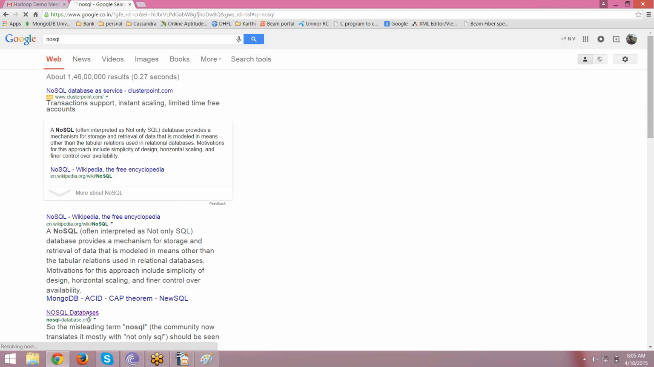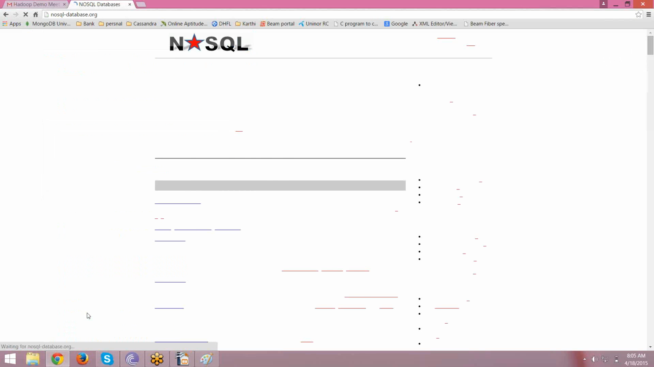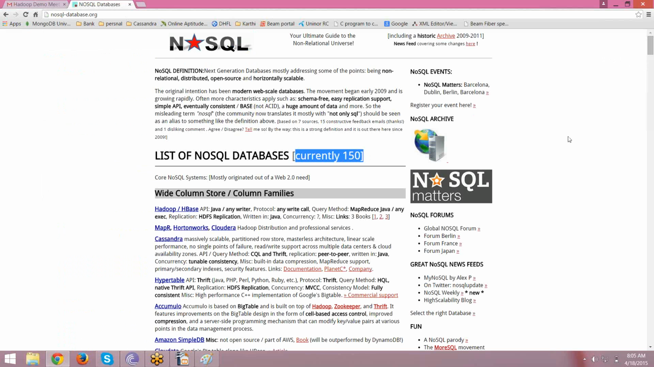Just within 7 years, right? Currently there are 150 databases. MongoDB is one of the 150. Even HBase is just one of the 150. Even if we have been in the market for 10 years, you don't know how much NoSQL is growing, right?